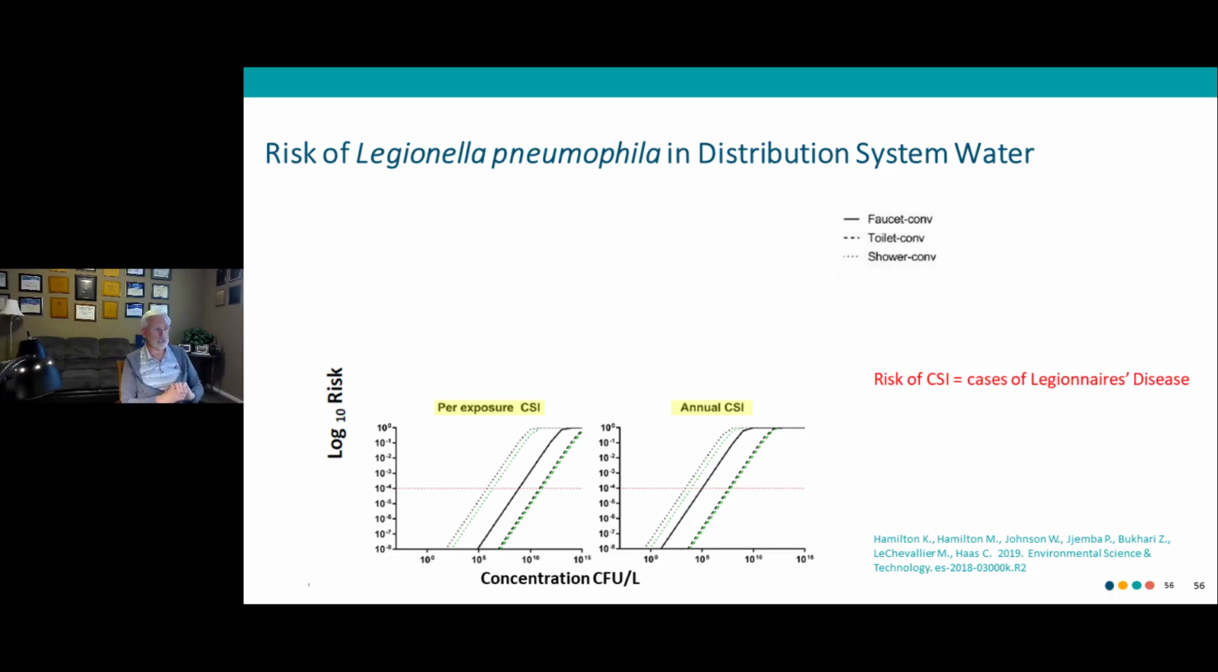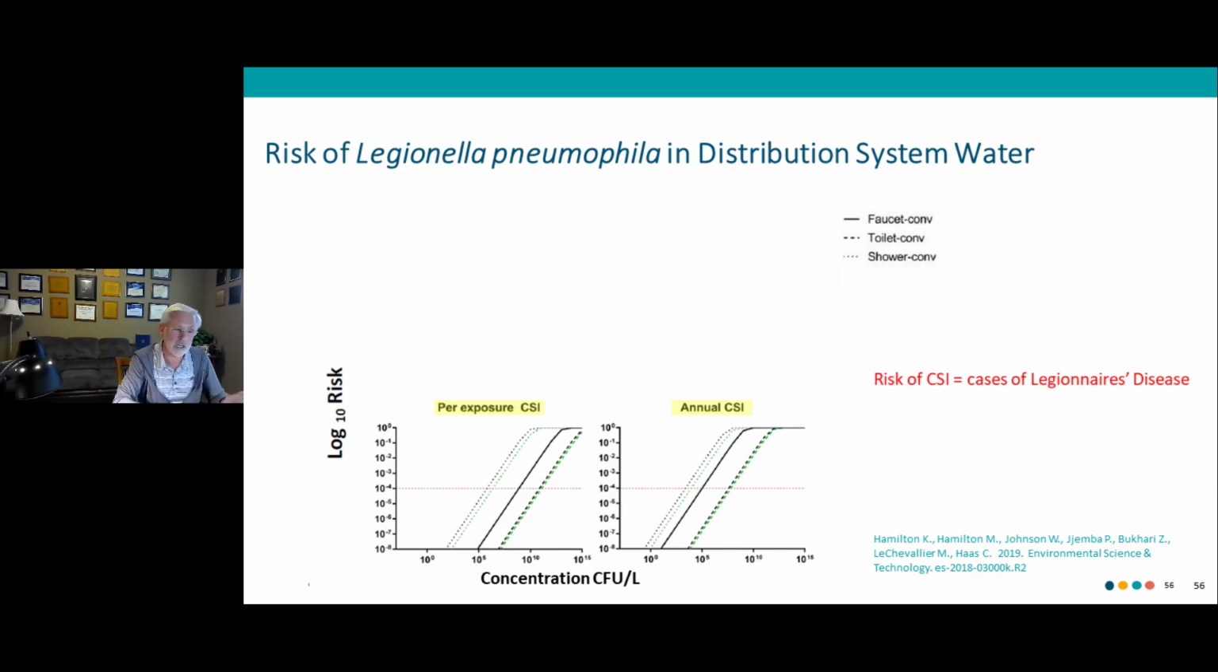So I'm going to put this into a risk model. This model was published by Carrie Hamilton in 2019. I'm just going to step through the model because it's not very familiar to a lot of people in the water industry. The first aspect of the model determines the route of exposure. Carrie looked at whether faucets, toilets, or showers, aerosols that came from those devices, whether they were conventional or high efficiency, the idea being, well, maybe high efficiency toilets had less aerosols. So, we looked at all of that.